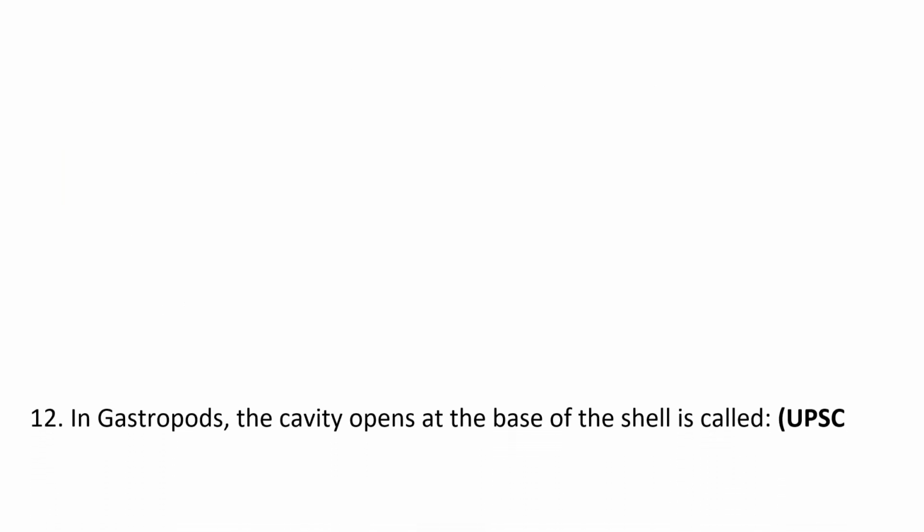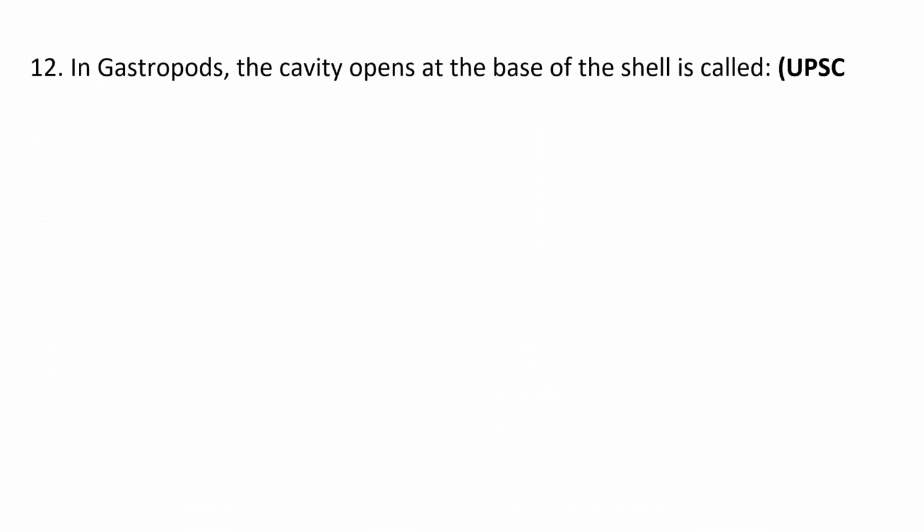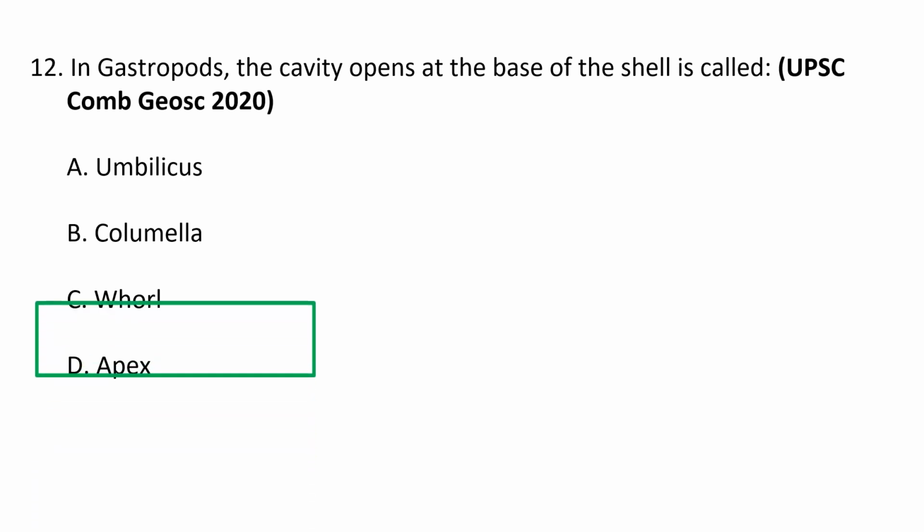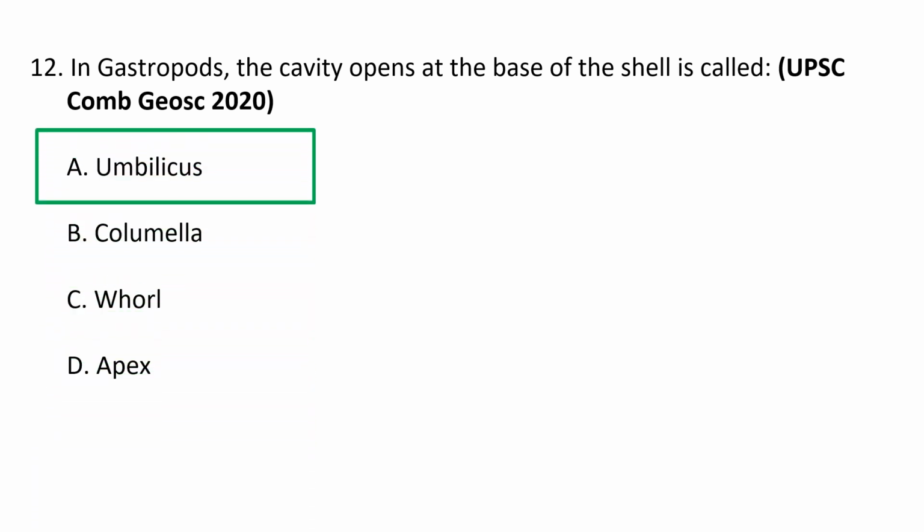Next question. In gastropods, the cavity that opens at the base of a shell is called A. Umbilicus, B. Columella, C. Whorl and D. Apex. In gastropods, the cavity that opens at the base of the shell is known as the umbilicus. The umbilicus is a central cavity at the base of the shell. A whorl is a turn or a coil of a snail shell, and the body whorl is the last and the largest. So the cavity that opens at the base of the shell is known as the umbilicus.